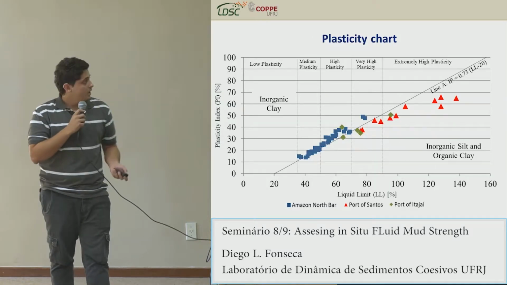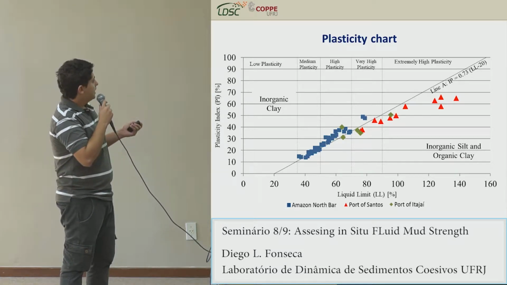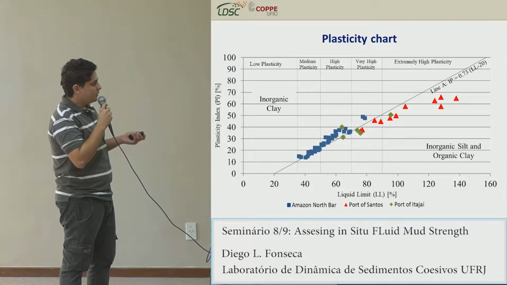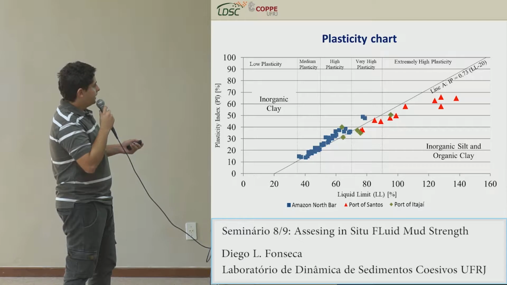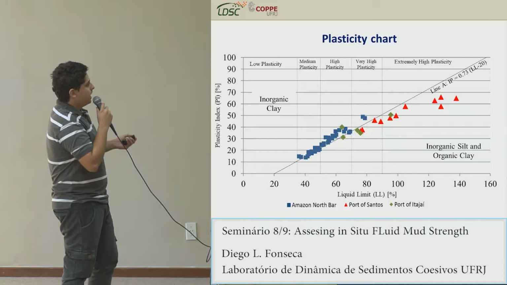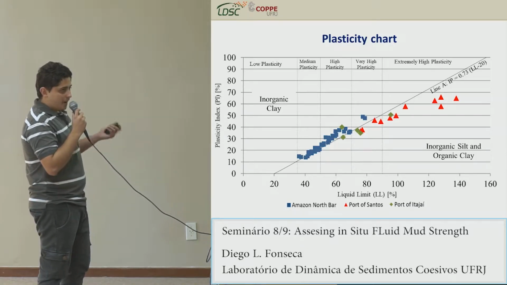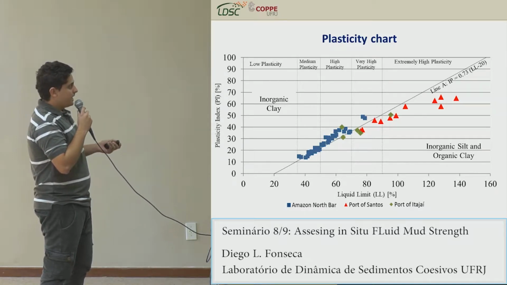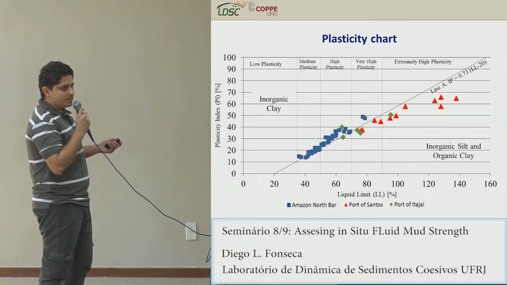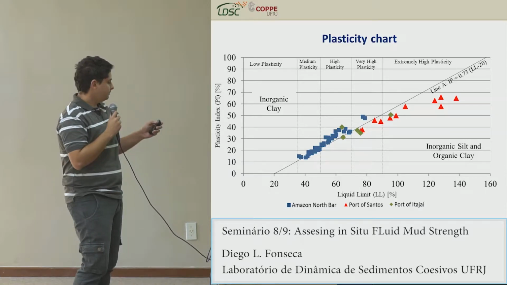So, some results. Here is the plasticity chart, with the plasticity index as a function of the liquid limit. Here we have in blue the Amazon North Bar, in green the Port of Itajaí, and in red the Port of Santos. Here we can see that Amazon North Bar samples are less plastic than Port of Itajaí, followed by Port of Santos. So we can expect lower yield stresses in the Amazon samples than the other samples.